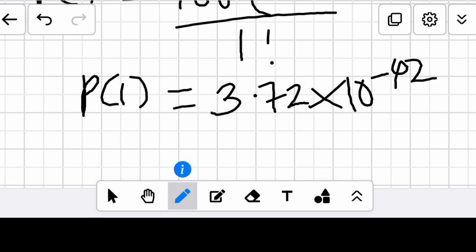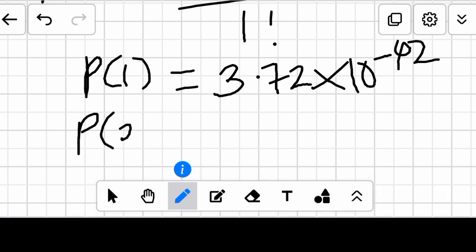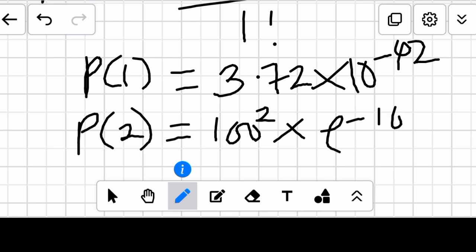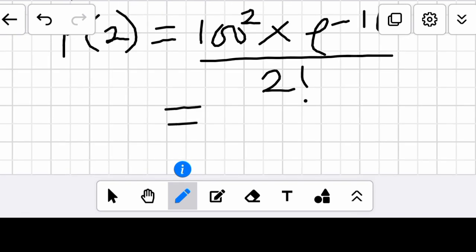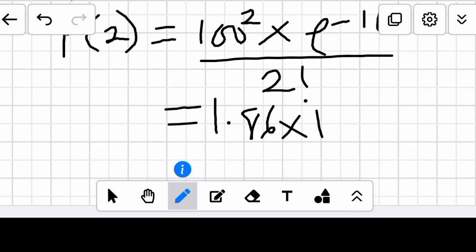We also need to get the probability that it is 2, and that will be 100 raised to power 2 times e raised to power minus 100, all over 2 factorial. So we should understand 100 squared is going to be 10,000. That will be multiplied by e raised to power minus 100, which is 3.72 times 10 raised to power minus 40, divided by 2, which is 1.86 times 10 raised to power minus 41. So this gives 1.86 times 10 raised to power minus 41.